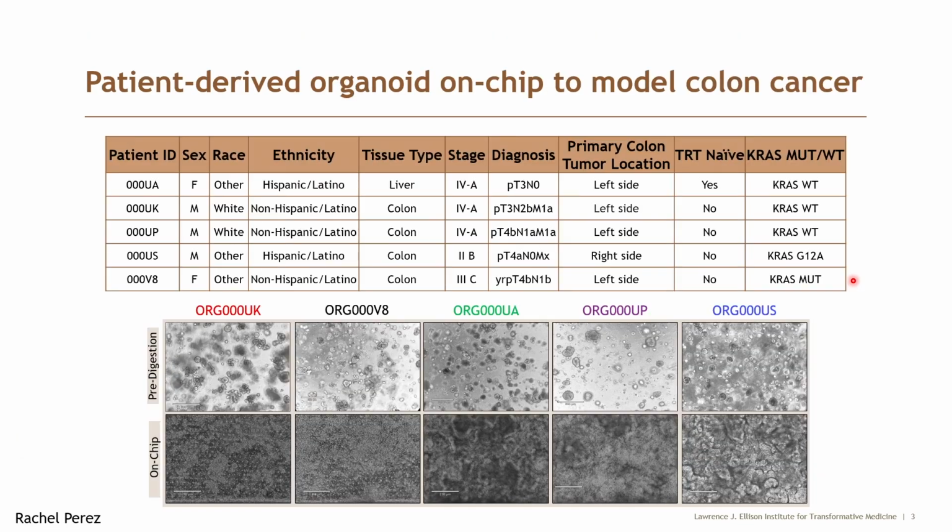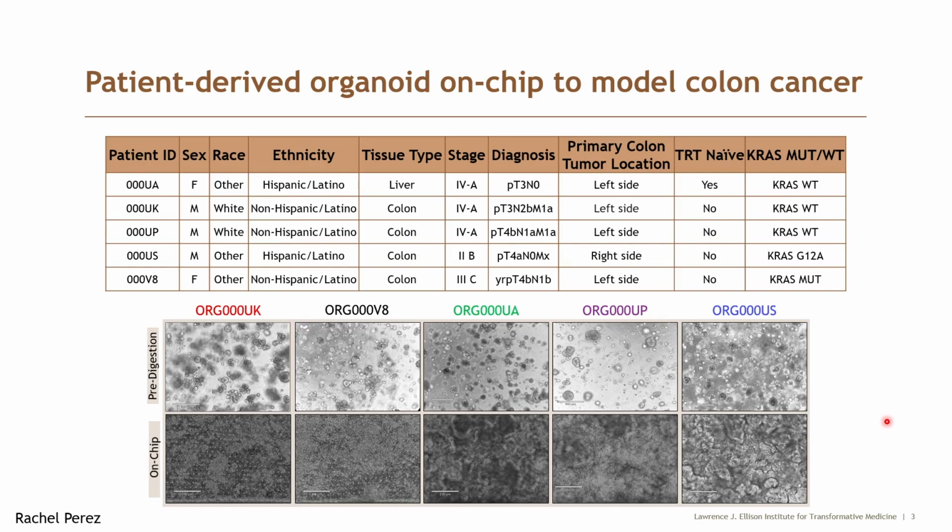From our extensive biobank of colon cancer organoids, we were able to make 5 models with 5 different patients across several different stages of colon cancer, with various different tumor locations, as well as, importantly for the later half of this talk, the KRAS status of the tumor. So we have some KRAS wild type, we also have some KRAS mutant, which will be important later in the talk. And you can see here the heterogeneity in morphology of these organoids in the dish, but also on chip here.